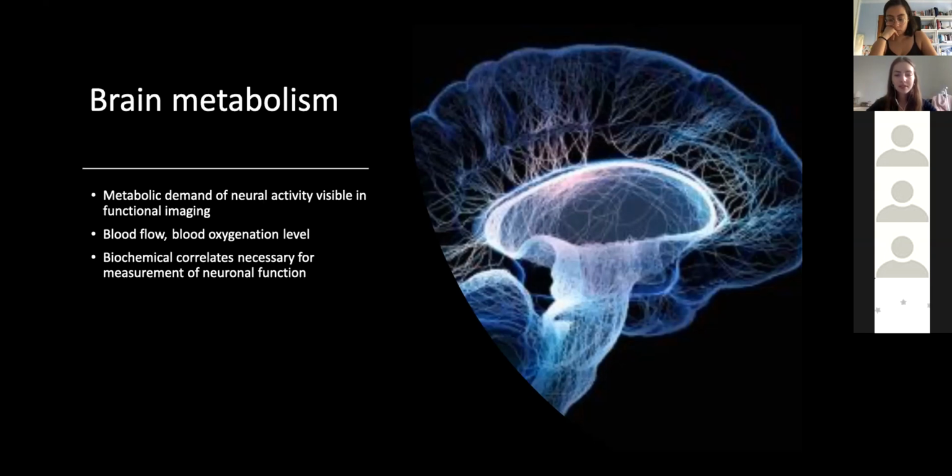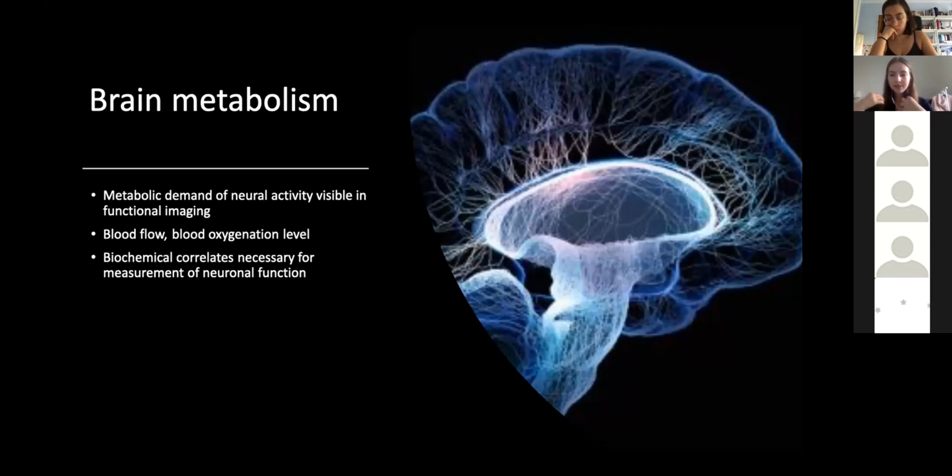So some parameters that are often measured are blood flow, and also blood oxygenation level. So for example, you can take a so-called BOLD MRI, so that would be a blood oxygenation level dependent MRI. And this is often used for analyzing thought, analyzing your level of neuronal activity in certain brain regions.